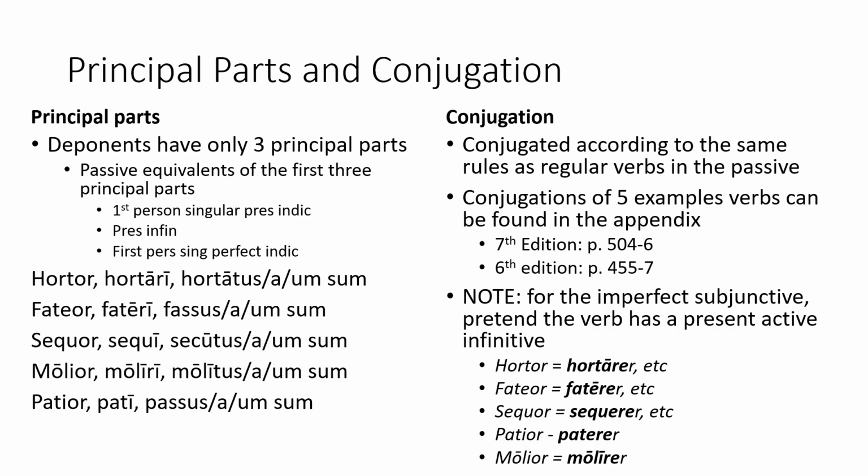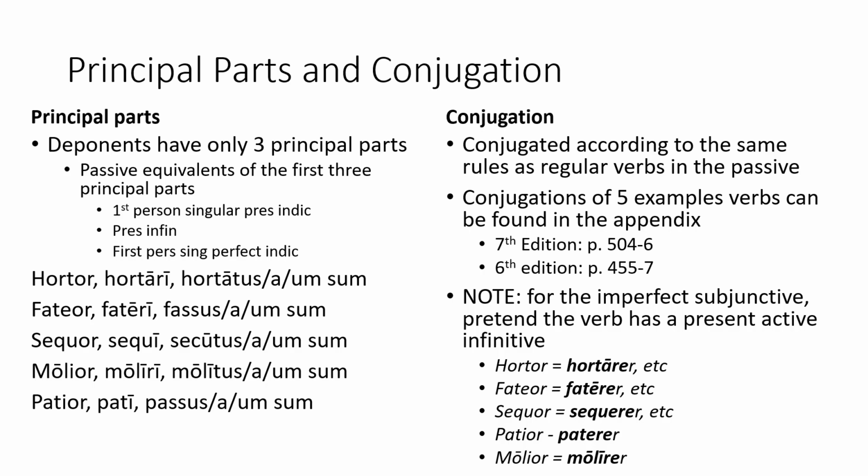Let's focus on hortor, hortari, hortatus sum. As you can see, the first principal part is the first person singular present indicative, the second principal part is the present infinitive, and the third principal part is the first person singular perfect indicative, but all are passive in form. As I mentioned before, these verbs are conjugated according to the same rules as regular verbs in the passive.